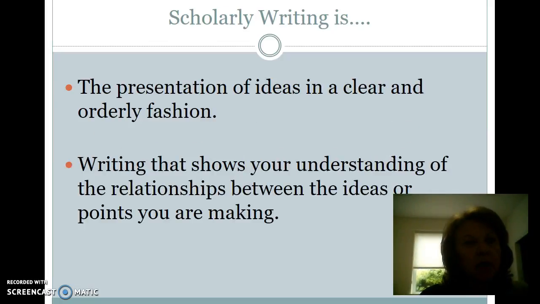The second question I usually get is, what in the world is scholarly writing? And scholarly writing is simply the ability to present your ideas in a clear and orderly fashion, and it's a way for students to demonstrate their understanding of the relationships between the ideas and points they're trying to make on their assignments. It's really your chance to clearly and concisely demonstrate what you've learned in courses, to demonstrate your critical thinking or your analytical reasoning. And you can do that by writing according to the principles of scholarly writing.